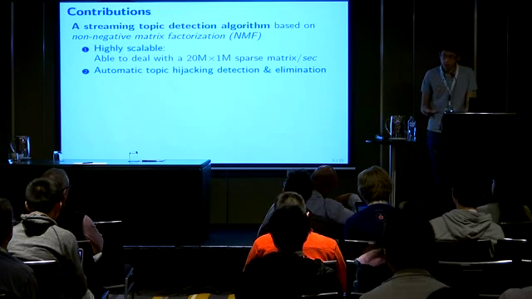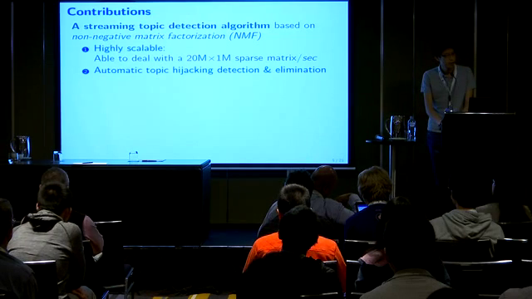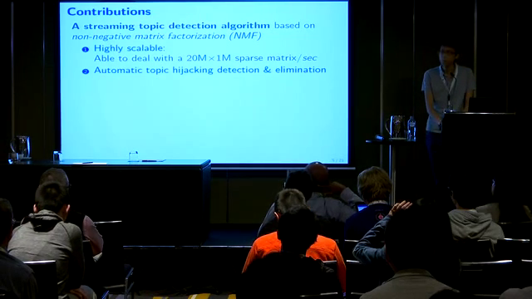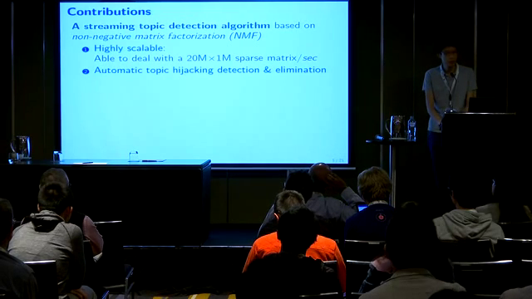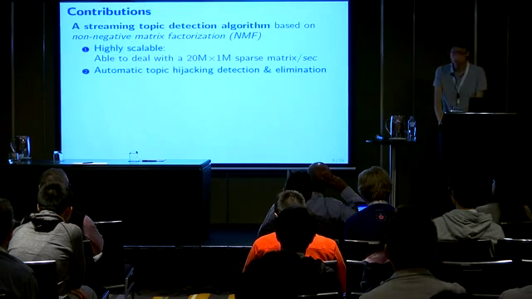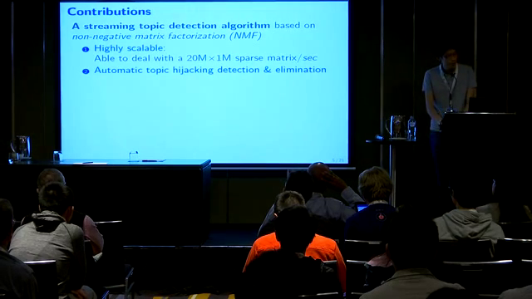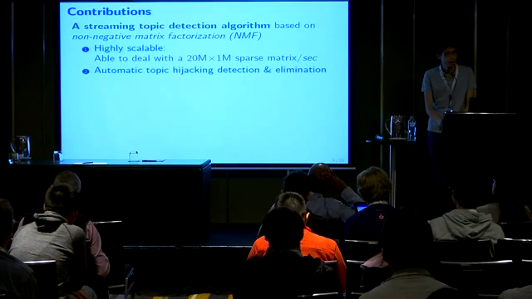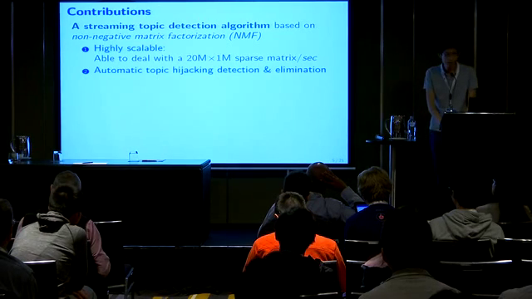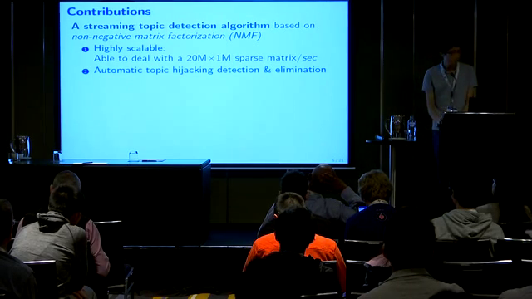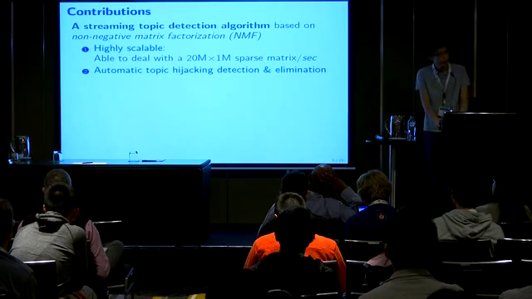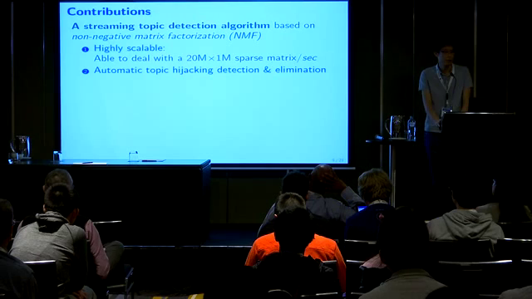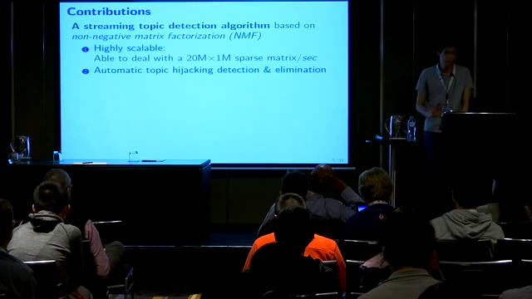To tackle these challenges, we propose a new streaming algorithm for topic detection based on non-negative matrix factorization, or NMF for short. There are two important characteristics. One is that it is highly scalable. It is possible to handle 20 million by 1 million sparse matrices for each second. And also, it automatically detects topic hijacking and removes such spam topics.